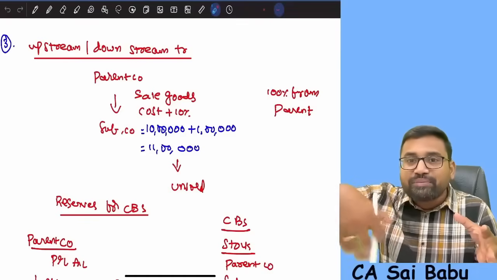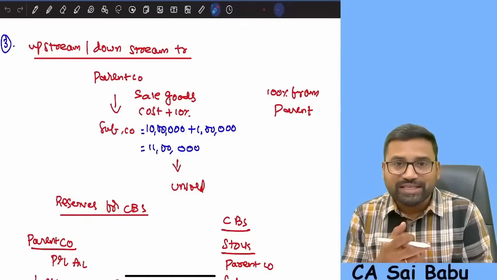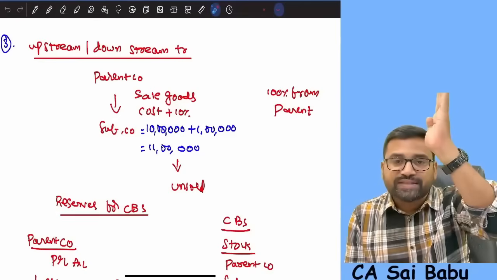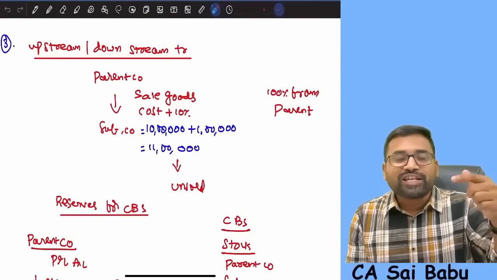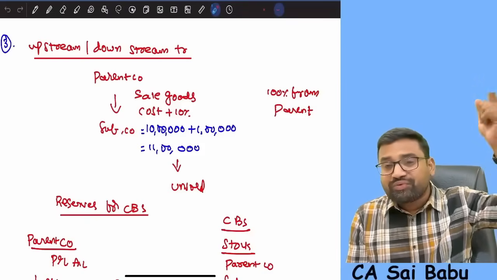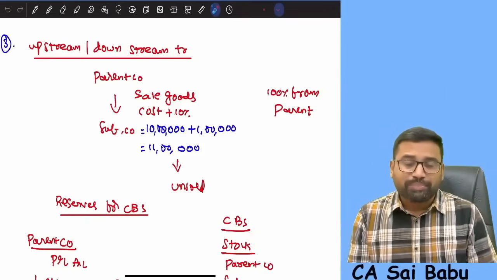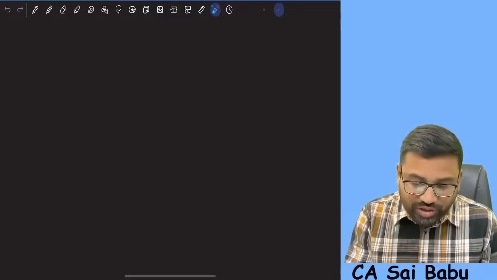If you see from the group point of view, if the stock is still within the group, the profit is not yet realized. So in case of an upstream transaction, the unrealized profit is already there in the subsidiary company, and that profit was apportioned between the parent and minority interest. Therefore, reduce it from minority interest in step number 5, as well as step number 8, reserves for the consolidated balance sheet.